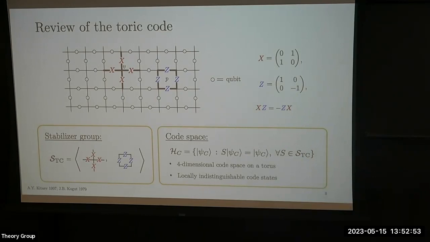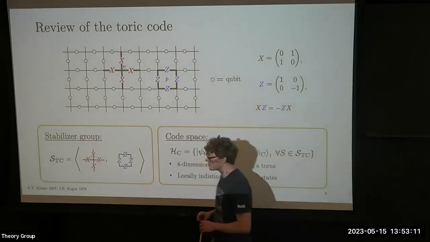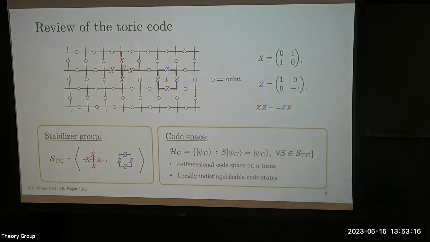The toric code is then defined by specifying a group of mutually commuting products of Pauli operators called the stabilizer group. The stabilizer group for the toric code is generated by 2 types of stabilizers. There's a vertex stabilizer, which is a product of Pauli X operators around a vertex. There's one of these generators for each vertex. There's also a plaquette stabilizer, which is a product of Pauli Z operators around a plaquette. And there's a plaquette stabilizer for each plaquette.